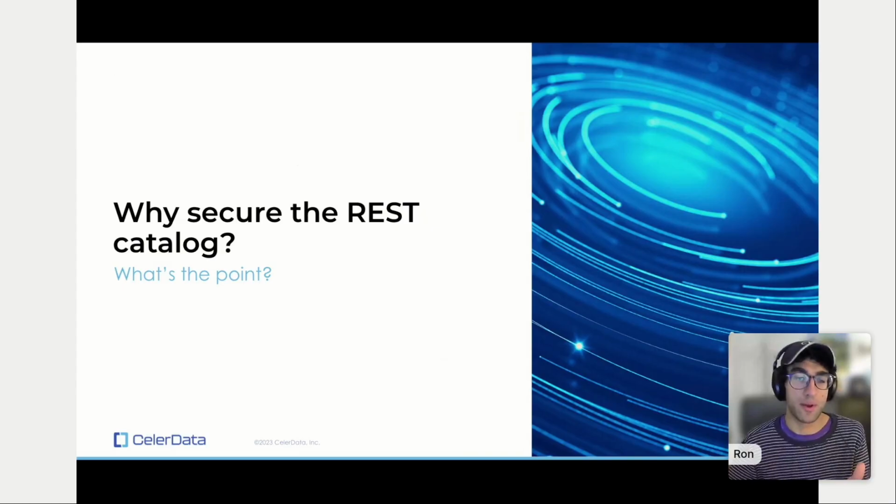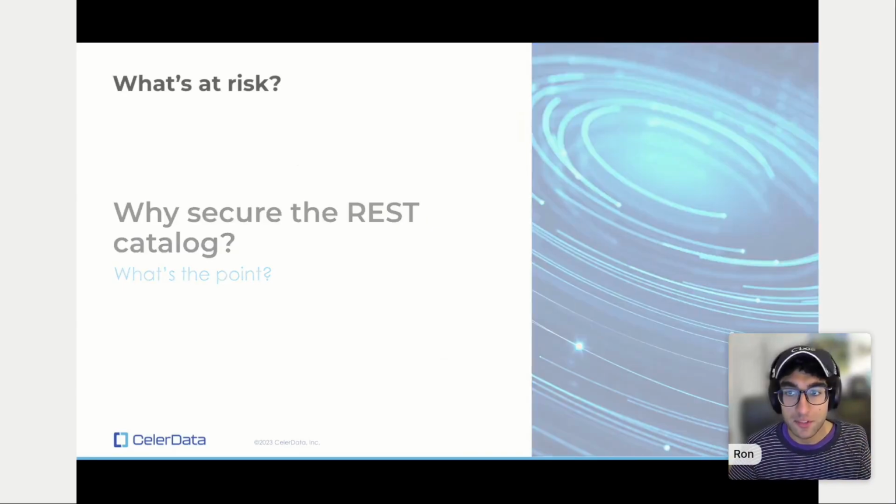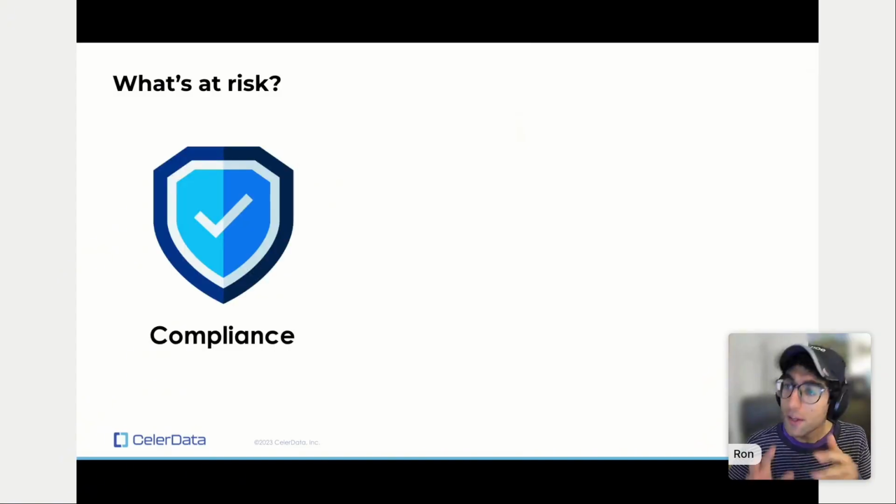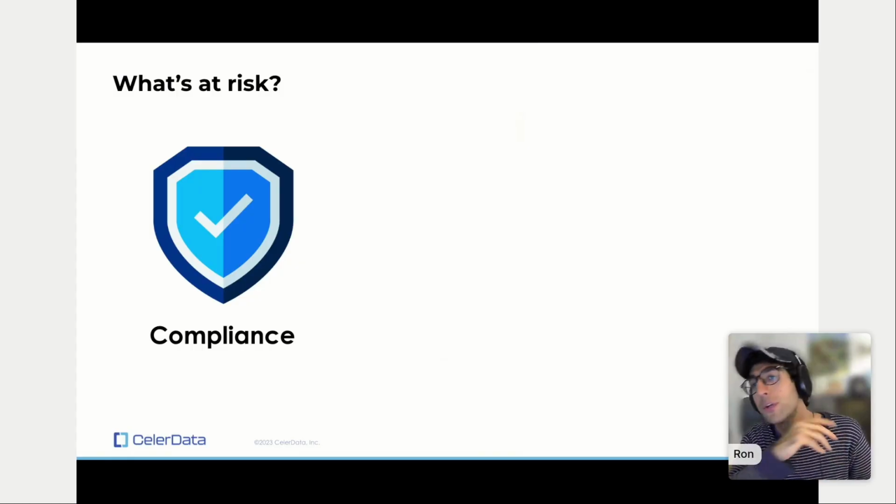Now, why secure the REST catalog? Well, first, let's talk about some of the risks. So what is at risk when you don't secure it, right? Well, one is compliance. If someone gets unauthorized access to your REST catalog, they could list all of your tables. As I mentioned, it's a metadata pointer, right, to your tables.